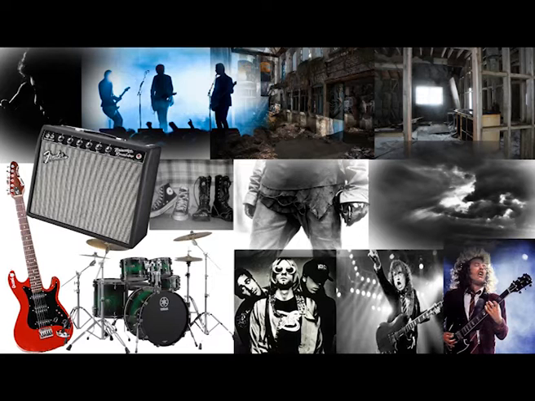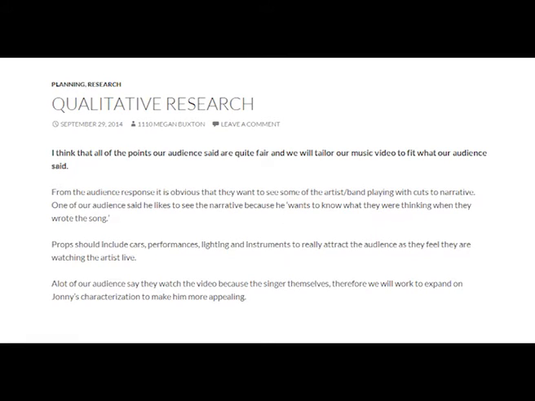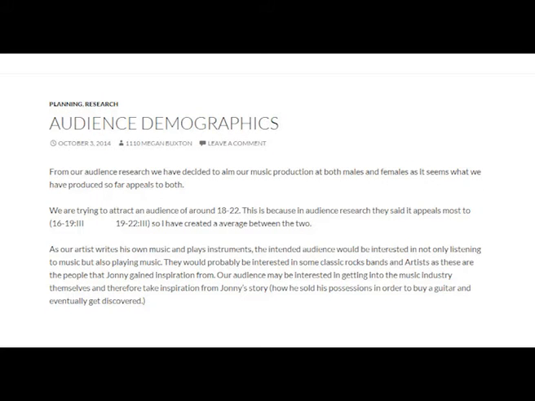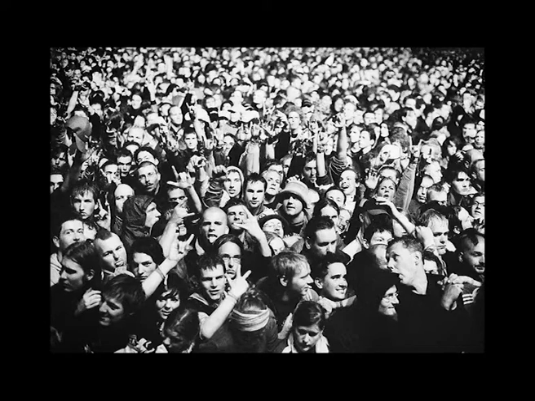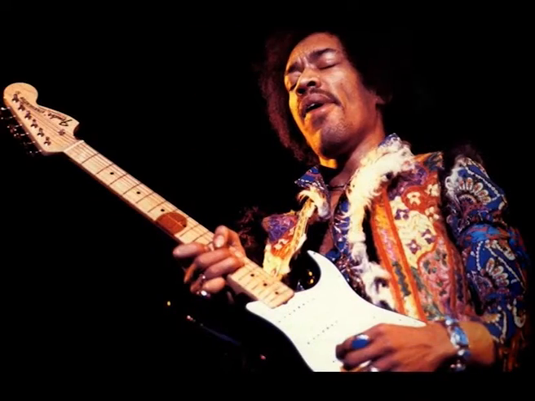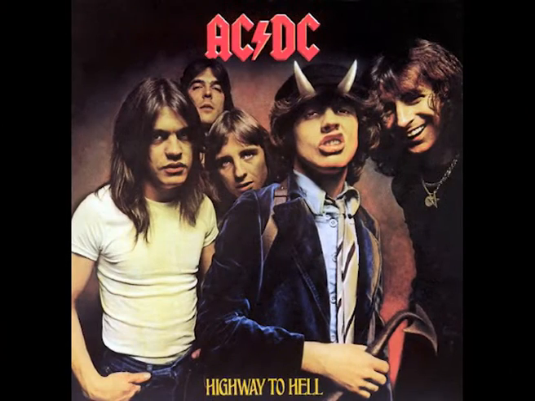Before producing our music video, we conducted research on our chosen indie rock genre and also about the type of people that this music is aimed at. We aimed our video at a stereotypical demographic audience consisting of mostly males around the age of 17 to 25. However, the music also appeals to older people interested in the classic rock artists who have influenced Johnny.